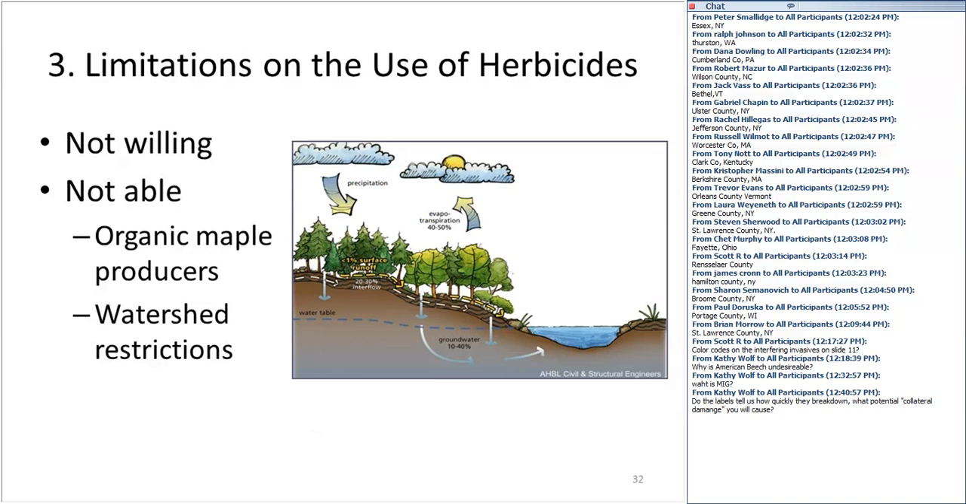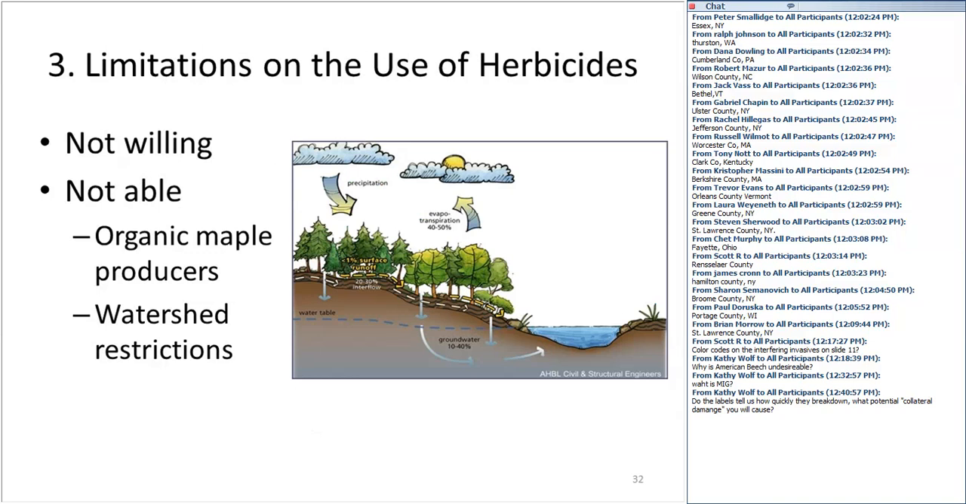The third factor is whether there are limitations on the use of herbicides. And as I see it, there's kind of two components to this. One is that there are some landowners who are not willing to use herbicides, and that's fine. There are almost always other ways to control interfering plants. It may require greater effort or greater cost, but there are ways to work around the use of herbicides. So if they're not willing or if they're not able.